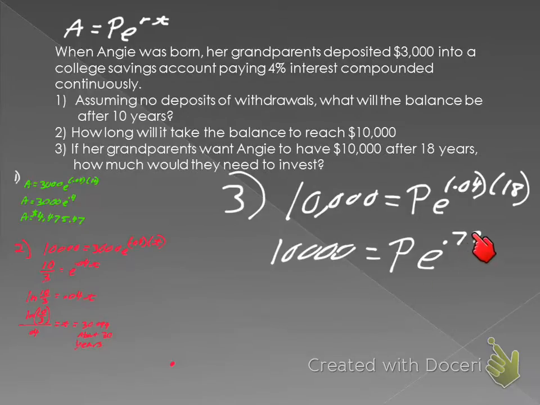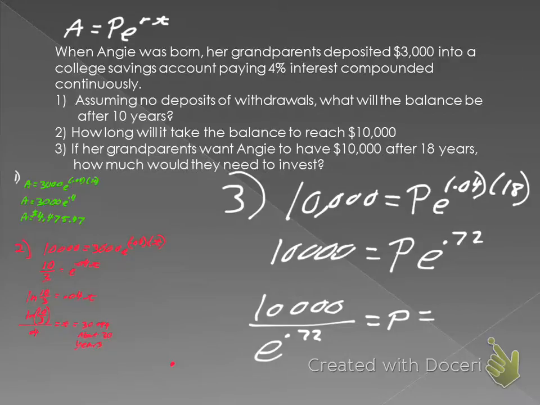Now remember how e to the 0.72 power is just a number, so we're going to divide both sides by that number. And so we're going to get 10,000 divided by e to the 0.72 equals P, which your last step here is to evaluate in your calculator. So what is 10,000 divided by e to the 0.72 going to be? Okay, hopefully you put the answer in as $4,867.52. So that would be the principal amount that they need to start with in order to make that happen, so that she has $10,000 after 18 years.